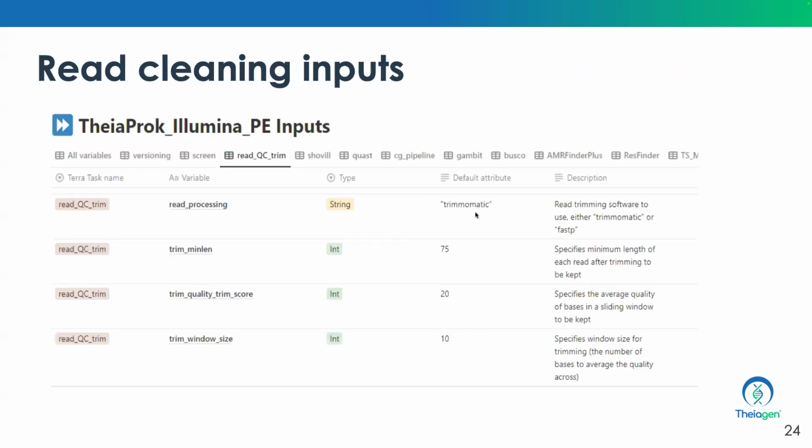And as with the read screening optional inputs, you also have a couple of options. For example, which tool do you want to use for your trimming? By default, you have Trimmomatic, but if you prefer fastp, that is also an option. And also, for example, what is the minimum read length? So again, going through that documentation, as you look through TheiaProk, you'll know what the default values are, and if you want to change them, then you know what kind of values to change.